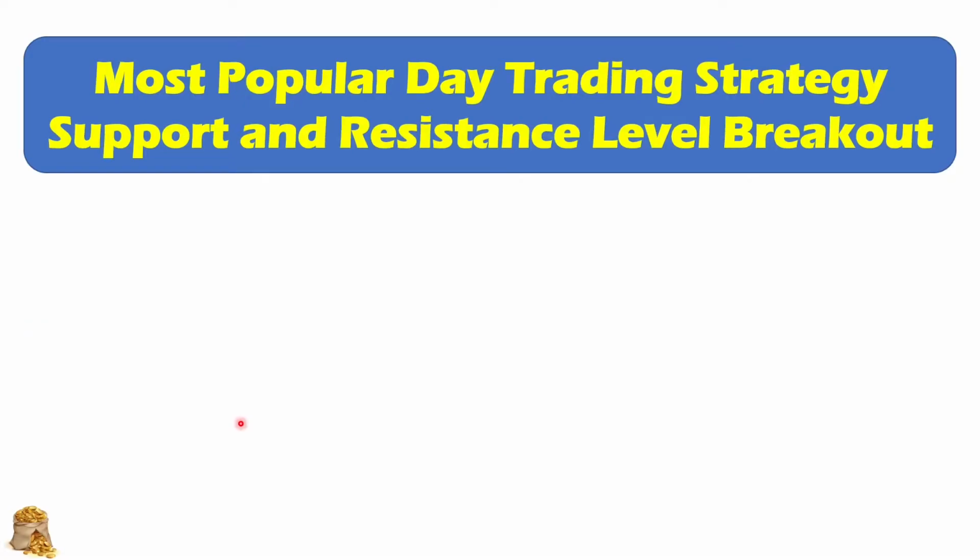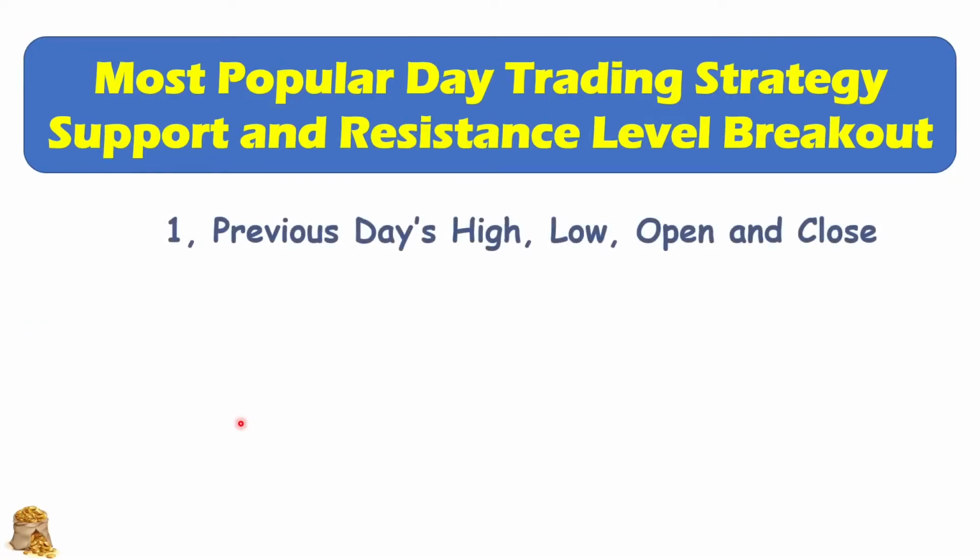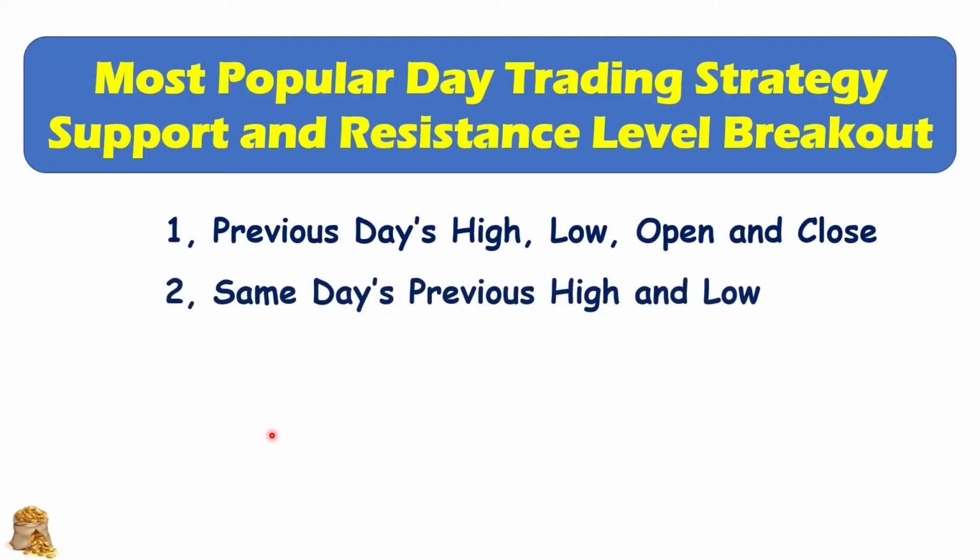How can we find out the support and resistance levels? First, we can use the previous day's high, low, open, and close. It depends on different instruments. Some follow the high-low, some follow the open and close. We can also use the same day previous highs and lows as long as they have been tested.